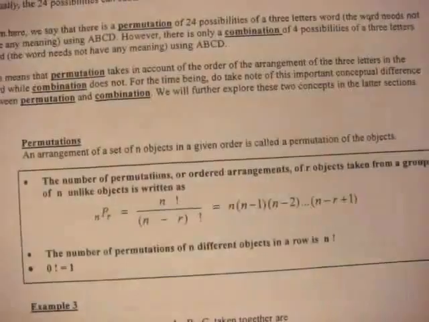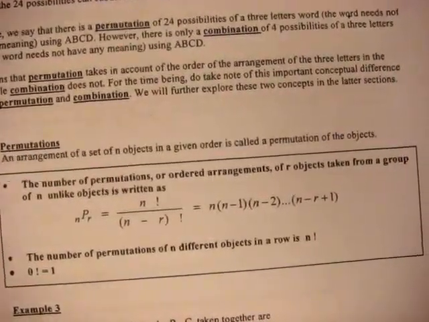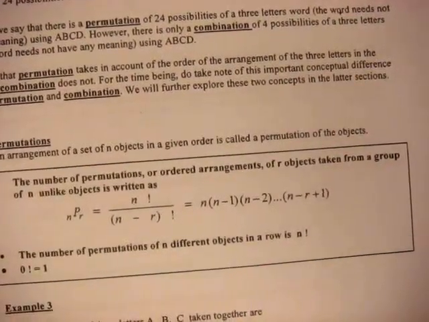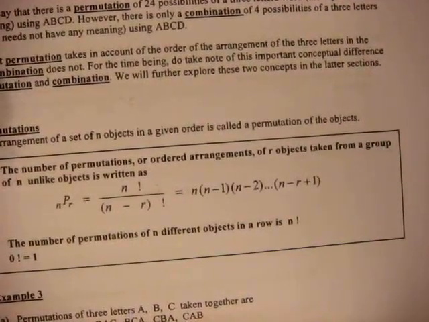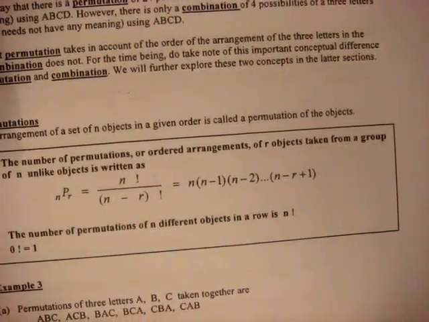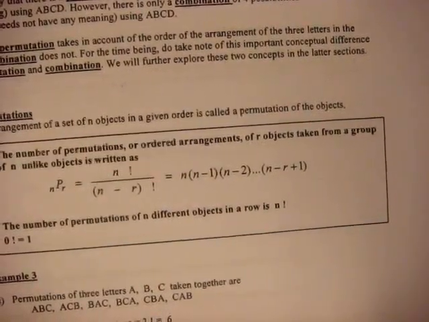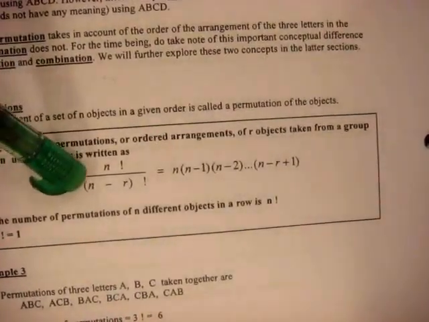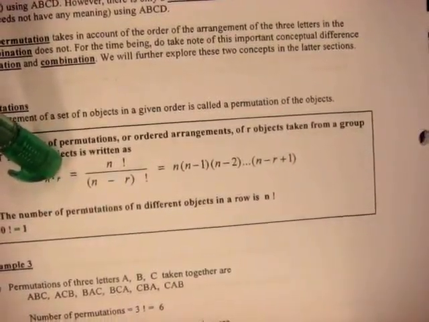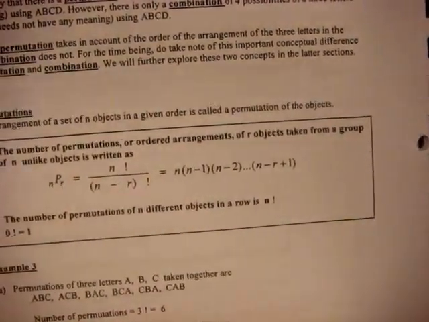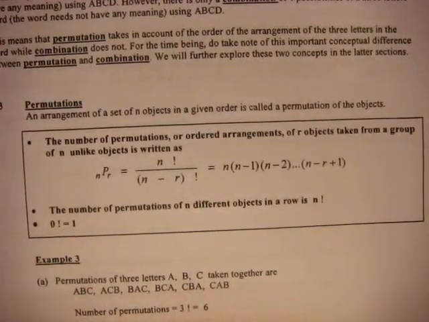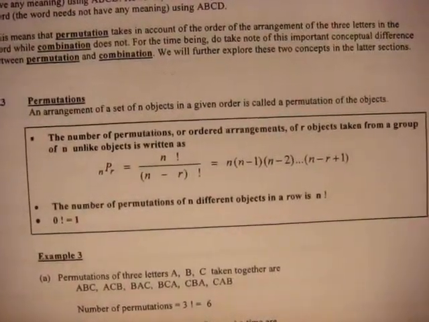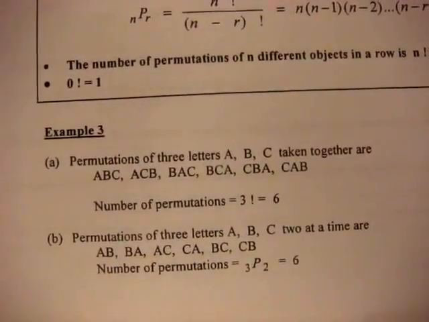I'm here to present you 2.3, which is called permutation. An arrangement of a set of n objects in a given order is called a permutation of the objects. The number of permutations or ordered arrangements of r objects taken from a group of n unlike objects is written as n factorial over (n minus r) factorial. The number of permutations of n different objects in a row is n factorial, and 0 factorial is equal to 1. Here's example 3 from a textbook.